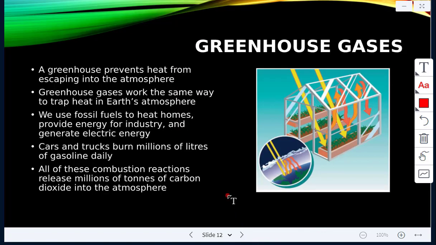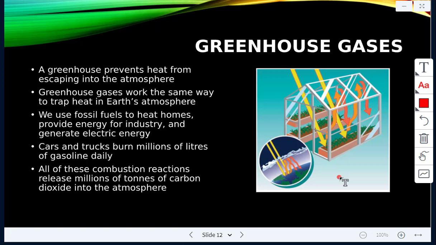All right, so next we're going to talk about greenhouse gases. So if we look at the diagram here, this is a greenhouse. And usually a greenhouse is used to grow vegetables and fruits all year long. And it basically prevents heat from escaping into the atmosphere. So how a greenhouse works is it traps heat and prevents that heat from escaping out of the greenhouse. And the greenhouse gases work the same way to trap heat in the Earth's atmosphere.